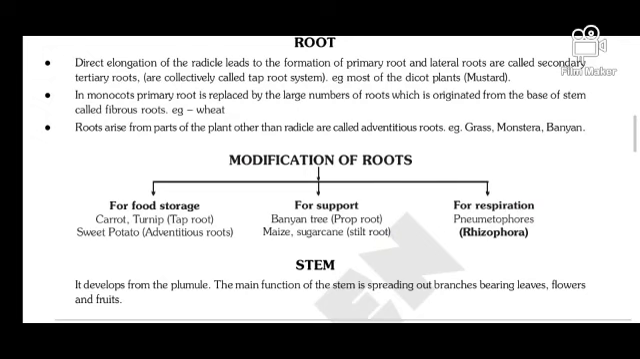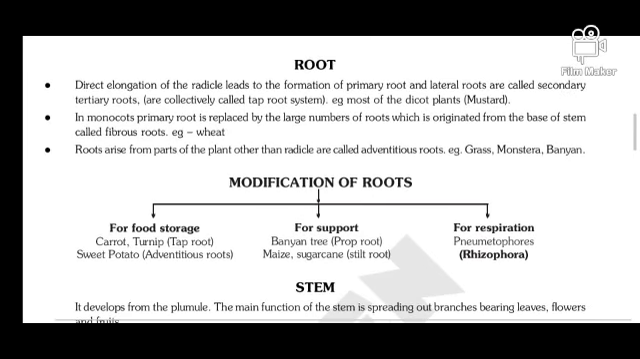So basically the roots that arise from parts of the plant other than the radicle are called the adventitious roots. Okay, so when the roots are found apart from the radicle or the primary root, they are called adventitious roots, as in grass, banyan trees, etc.